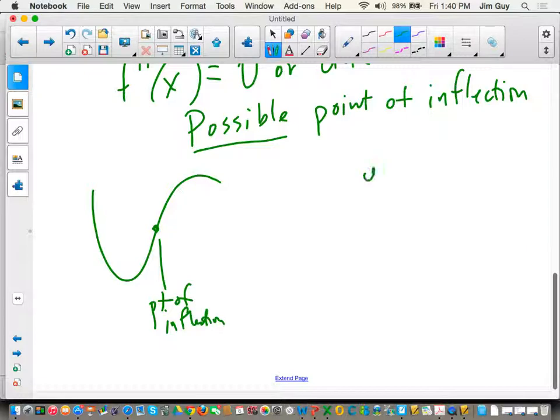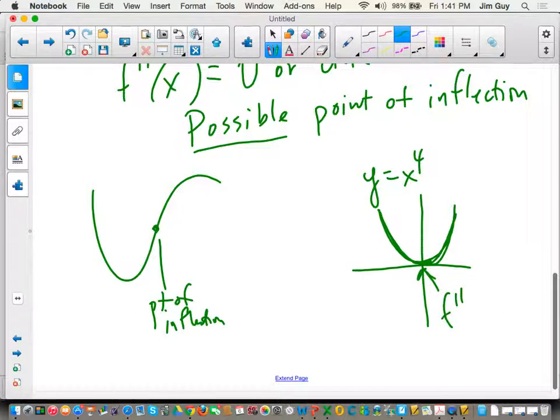But y equals x to the fourth, this is a great example. Interestingly enough, the second derivative at 0 right there is equal to 0. But this doesn't change concavity. It's concave up and then concave up again. That's not a point of inflection. Okay, it doesn't change concavity.